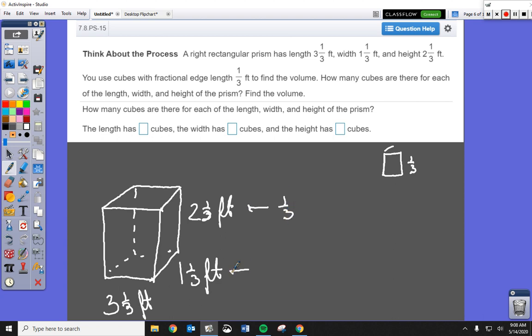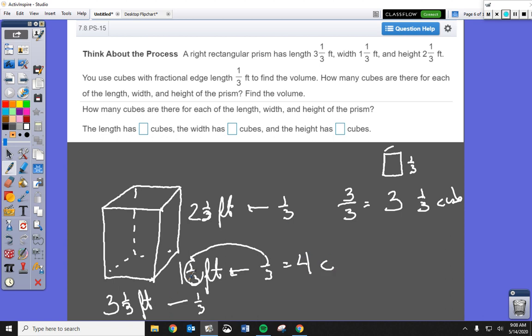So I'm trying to think, how many thirds go into this? How many thirds go into this? And how many thirds go into this? I know that 1/3 goes into one whole. So if I had 3/3, that is equal to 3 1/3 cubes. All right. So if I have 1 1/3, that gives me 3 of these going to here plus the 1. So that gives me 4. So that means now that the width is 4 cubes.